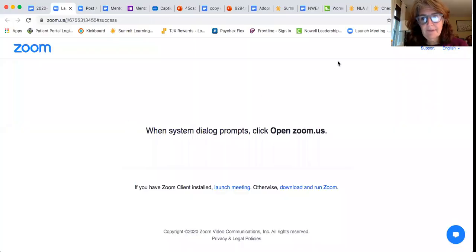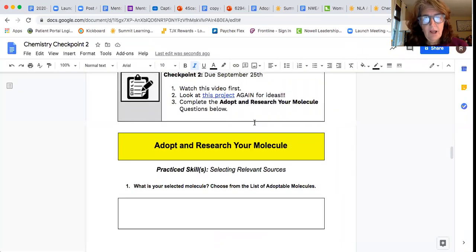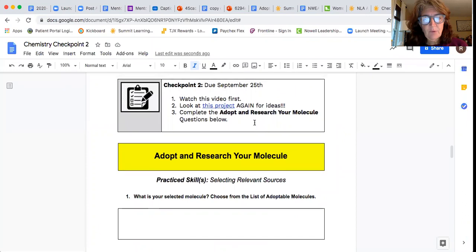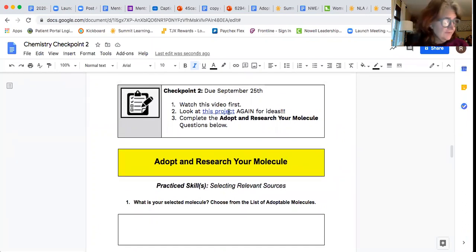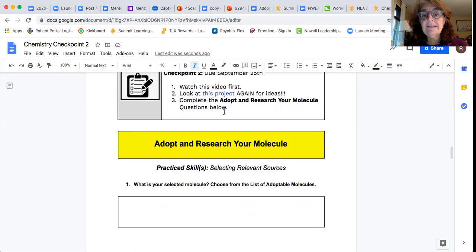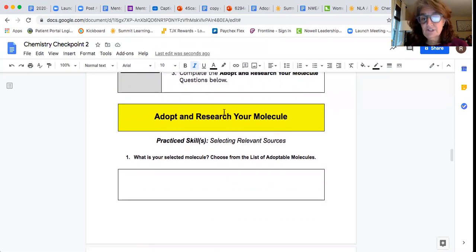Going to explain to you about checkpoint number 2. Okay, I'm going to share my screen and pull that checkpoint up. Here we are. We're on the document, and here we are, checkpoint number 2. You're going to watch this video. You're going to look at Alizé's project again for inspiration and ideas, and you're going to complete the adopt and research your molecule questions below.